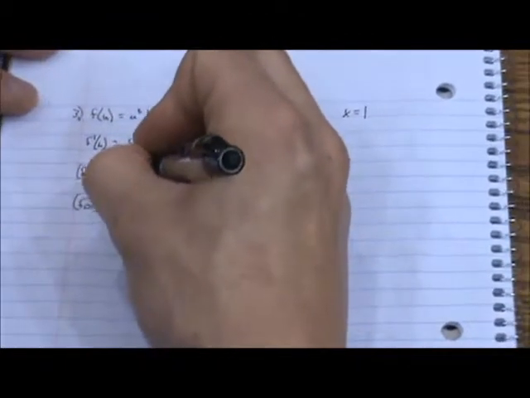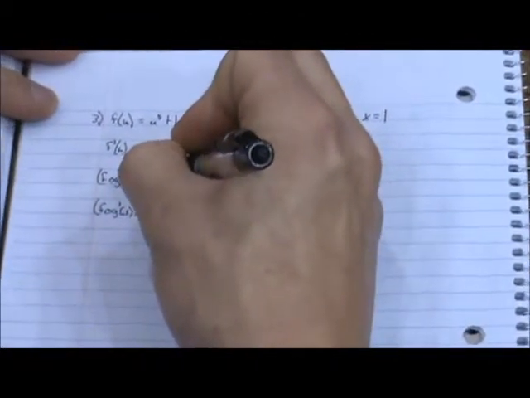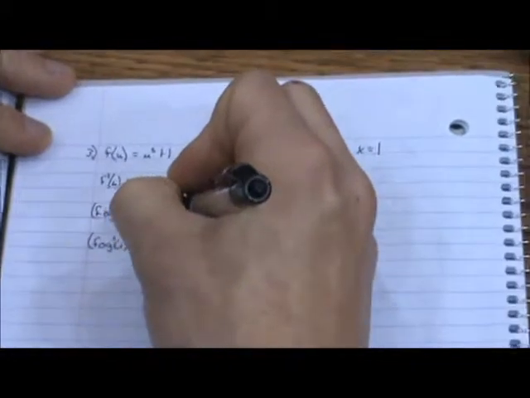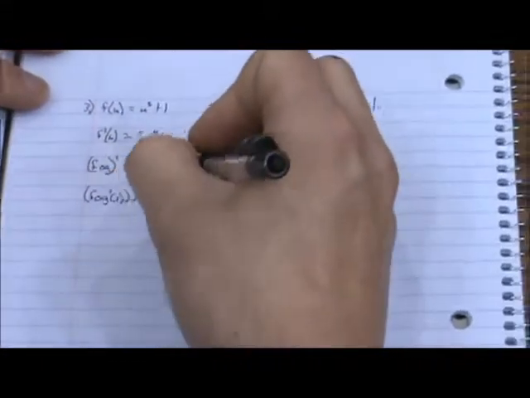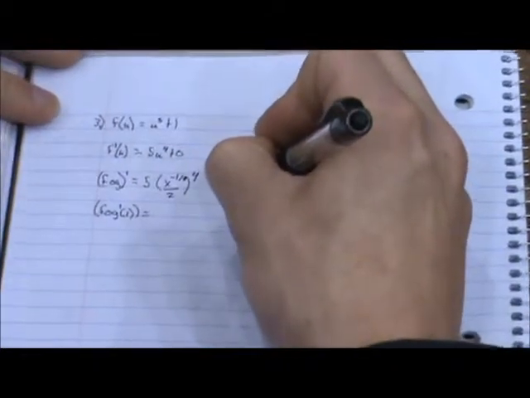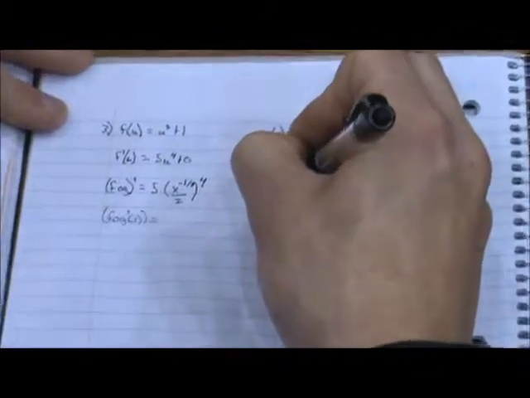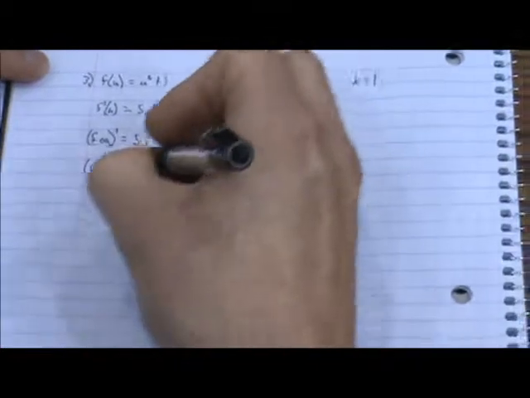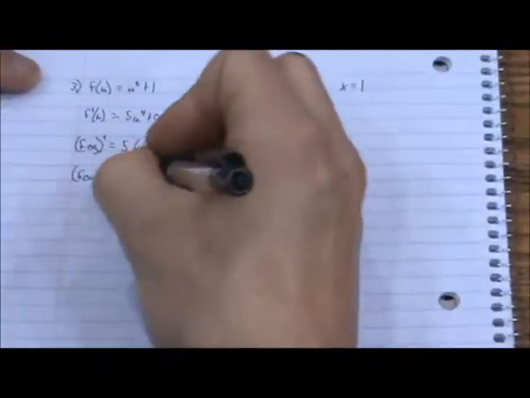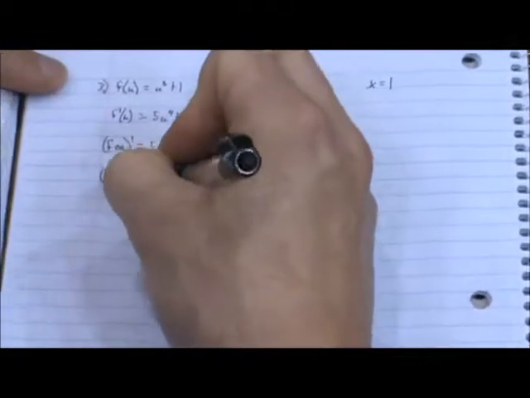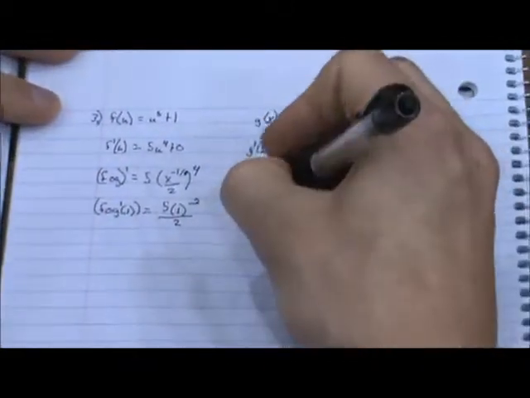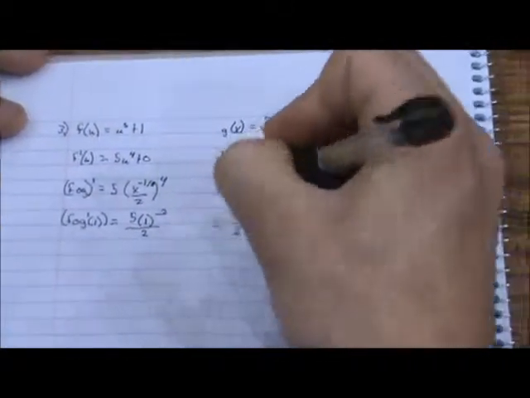So f of x to the negative 1 half over 2 to the fourth. And then that simplified will be 5x to the negative 2 over 2. Then you're going to plug in 1 for that. So 5 times 1 to the negative 2 over 2, which simplifies to 5 halves.